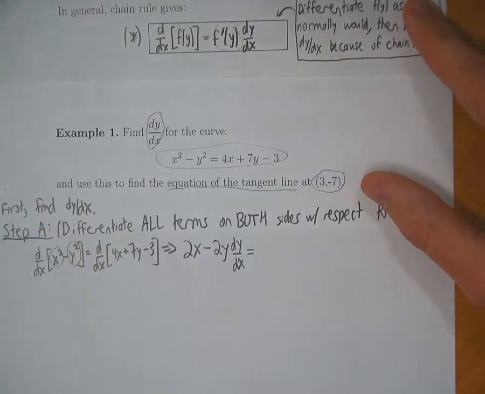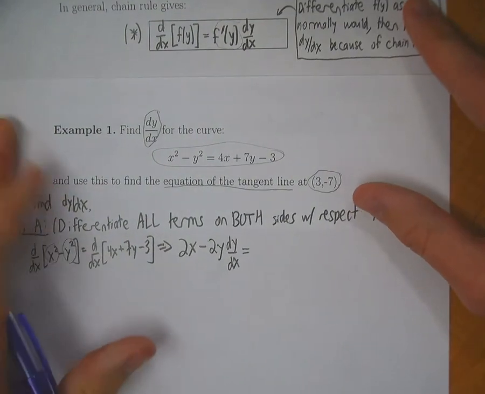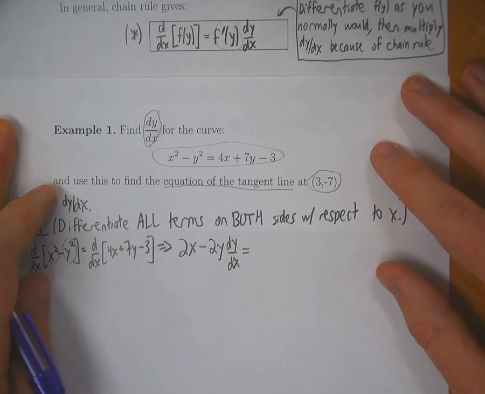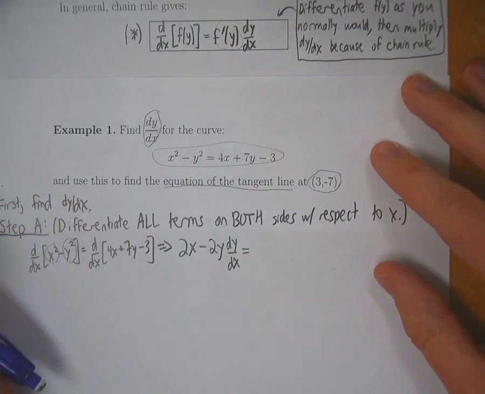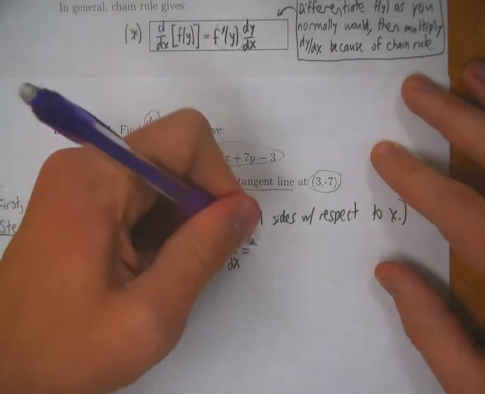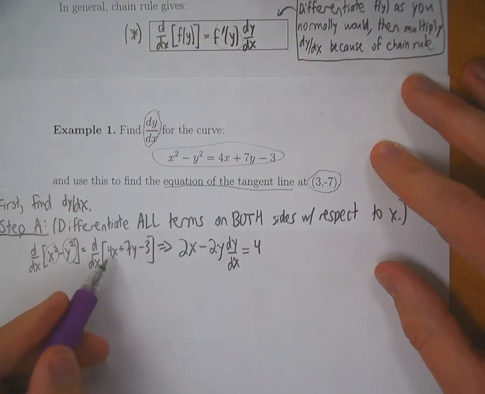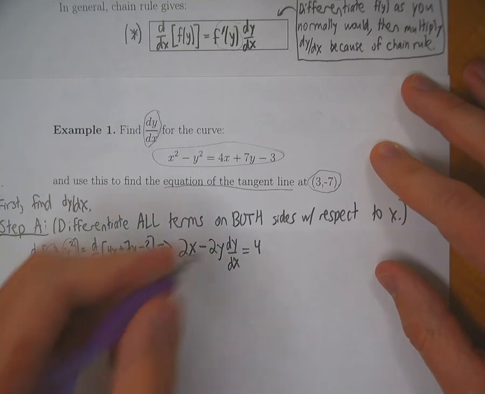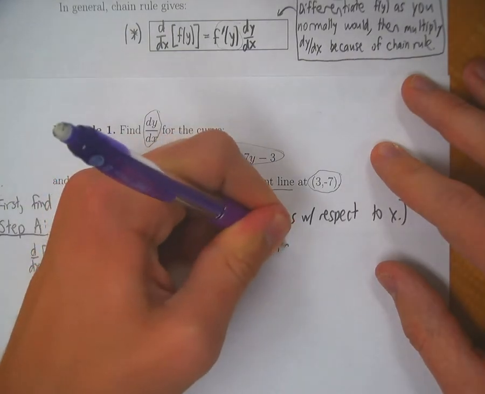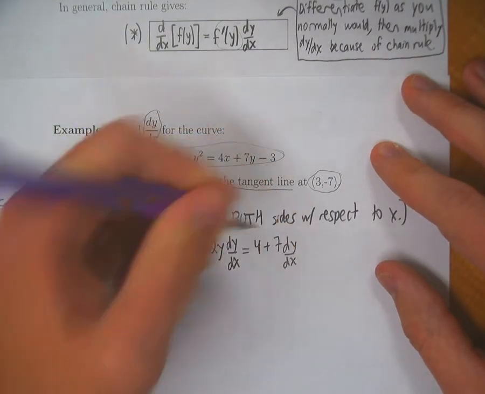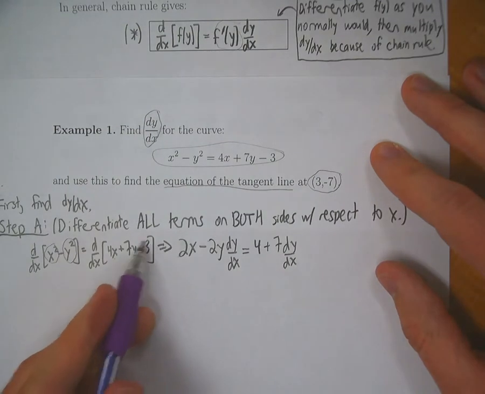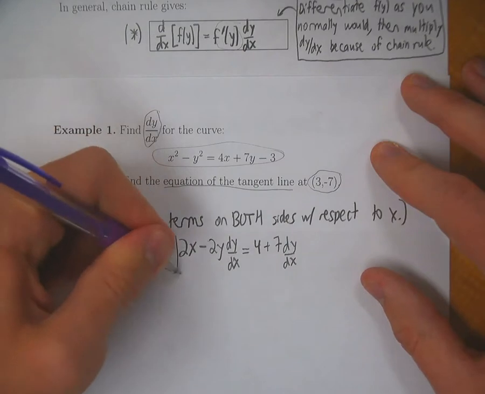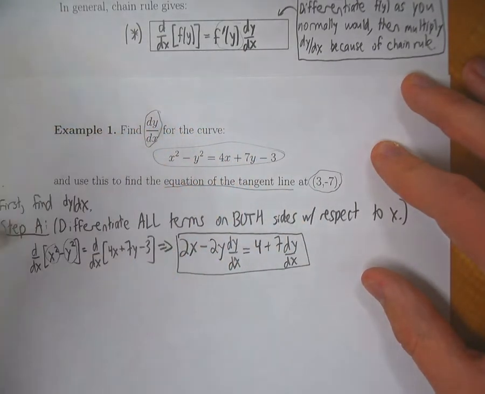So using this reasoning, what would the right-hand side be? Would it be 4 plus 7 dy dx? Exactly. So we have 4, because the derivative of 4x is just 4. And then plus 7y, so that's just going to give you 7 dy over dx. And then this minus 3 is a constant, so we don't care about that. Okay? So that's all said and done.